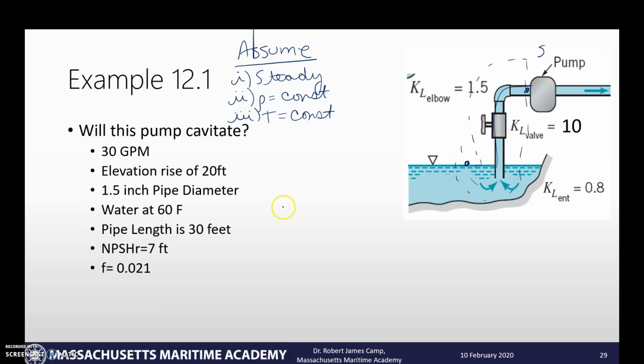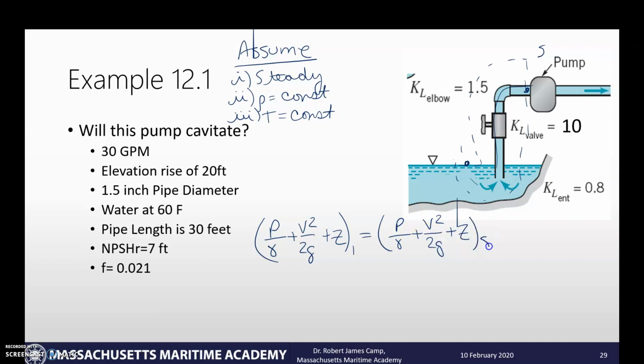So now let's look at the energy equation. Pressure over gamma, V squared over 2g plus Z at point 1 is going to equal all of this stuff. Now I'm not going to write point 2. I am going to write S for the suction side of the pump, because that's where we're terminating. Plus the head of the turbine minus the head of the pump plus the total frictional head.